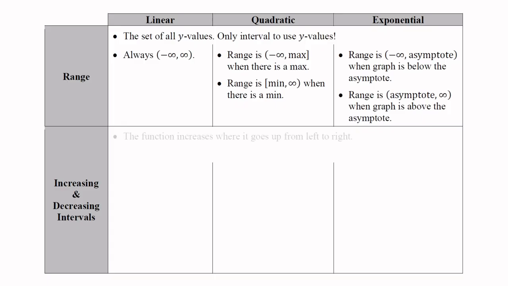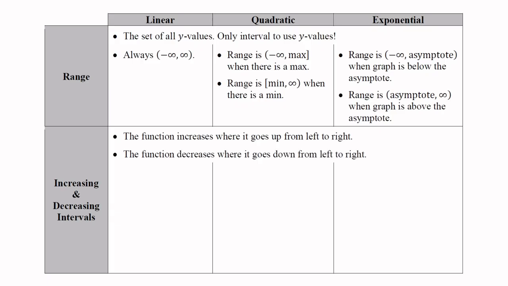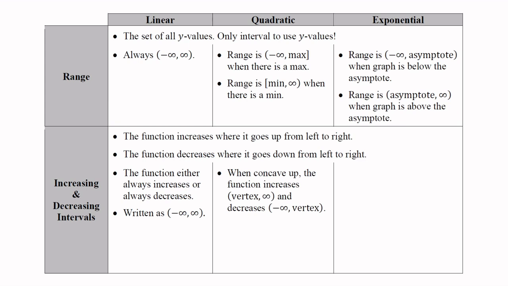For increasing and decreasing intervals, the function increases where it goes up from left to right, and the function decreases where it goes down from left to right. That's the same for all three. Now let's talk about what's unique. The function is either always increasing or always decreasing for linear functions, written as negative infinity to positive infinity. The one that it's not doing, you're just going to write none. For quadratic, when concave up, it is increasing from the vertex to infinity and decreasing from negative infinity to the vertex, and vice versa when concave down, increasing from negative infinity to the vertex and decreasing from the vertex to positive infinity.